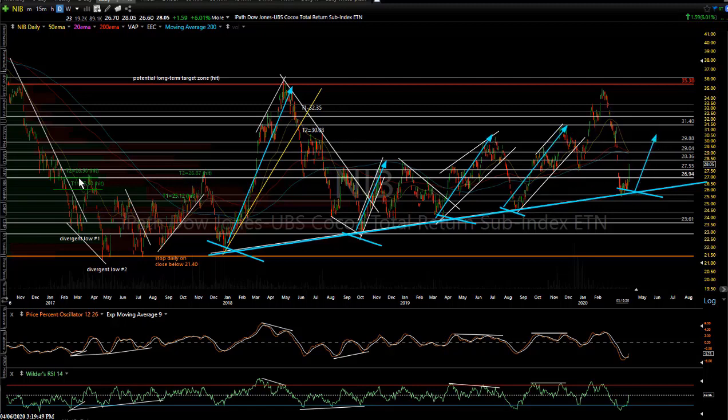I have old levels from old trades on here, you can see, but I think we're probably good all the way up here to at least that 3140 level, quite possibly this longer term target zone that I had from way back here. Could easily see that happening.